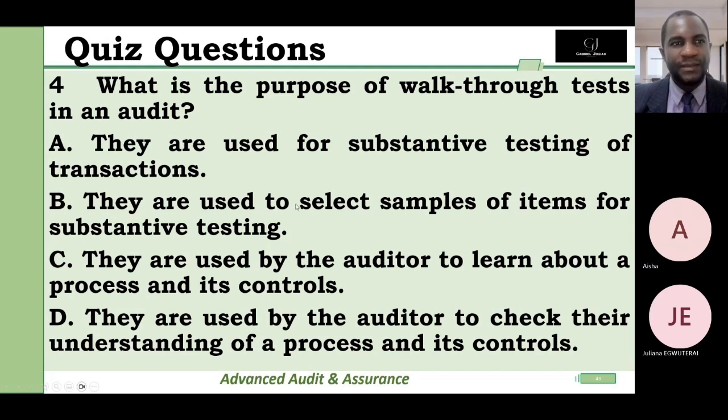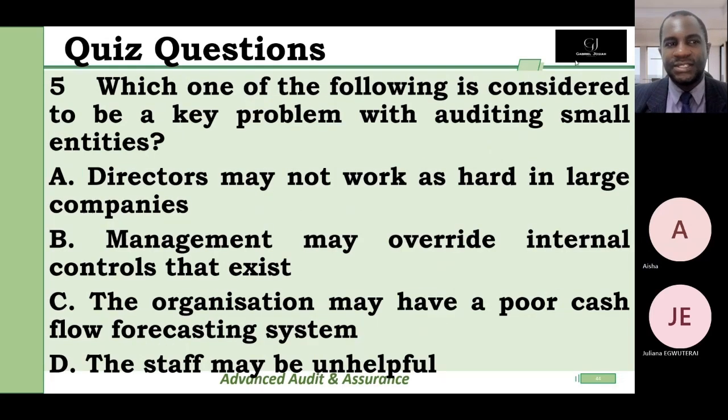Okay. Finally, which of the following is considered to be a key problem with auditing small entities? Directors may not work as hard as in large companies. Management may override internal controls that exist. The organization may have a poor cash flow forecasting system. The staff may be unhelpful.